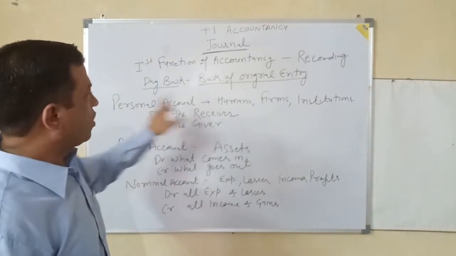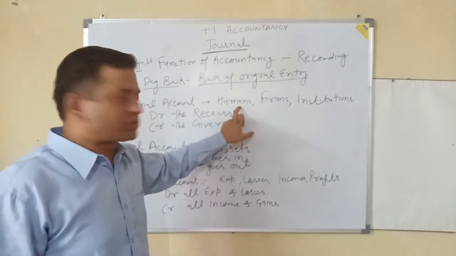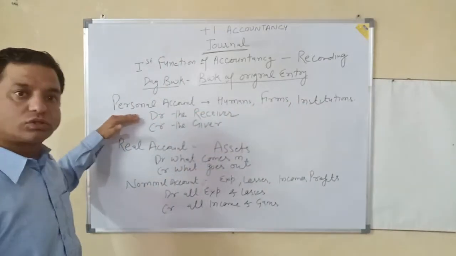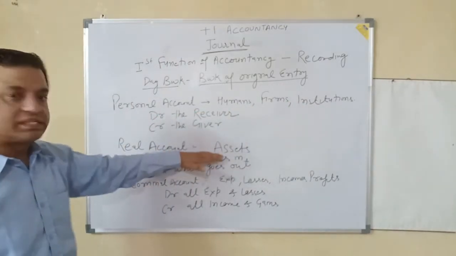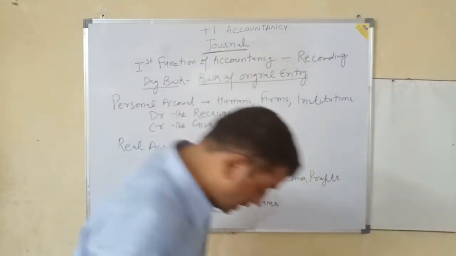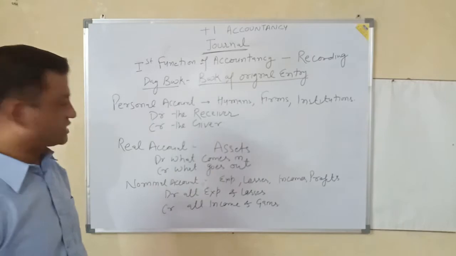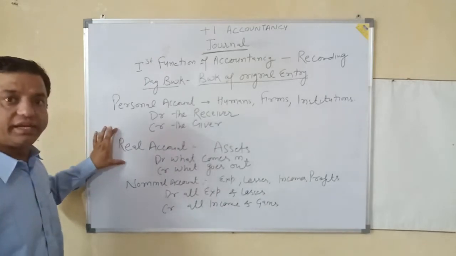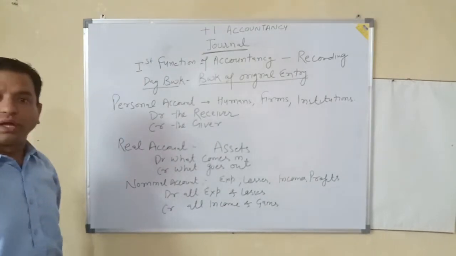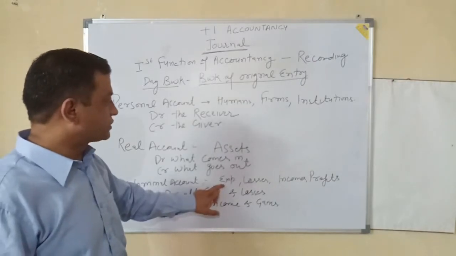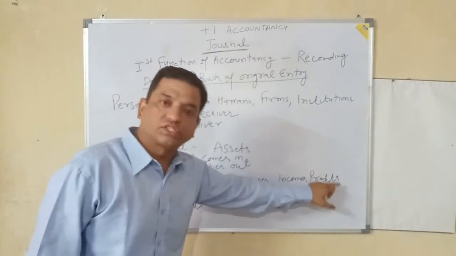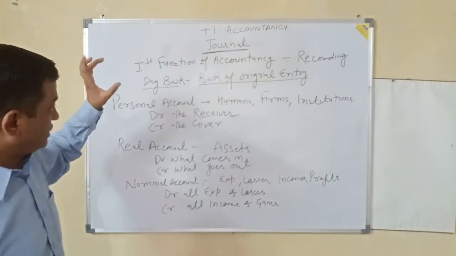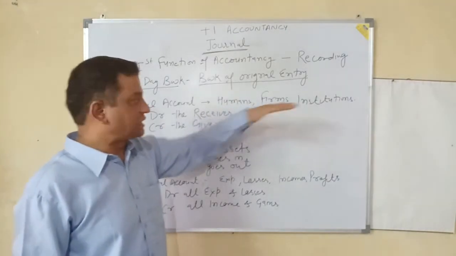In the personal account, all the humans, Ram, Sham, ABC, XYZ, all the firms and all the institutions are covered. They belong to personal account. And all the assets, whether tangible or intangible, current or long-term, any asset will be categorized under real account. Third is nominal account, and nominal account includes all the expenses, all the incomes, all the profits, all the gains, all the receipts, all the payments, right? When you understand which account lies in which category, then the next thing is to know the rule of that account.